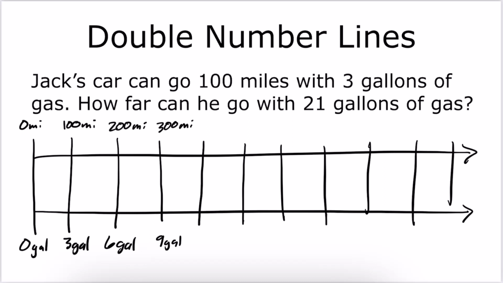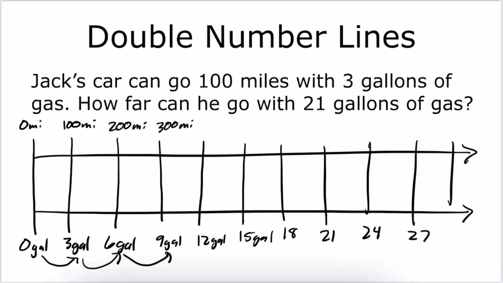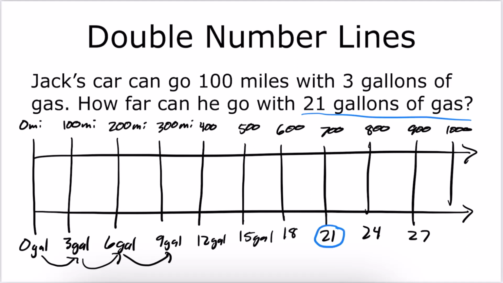So notice that on our bottom number line, we have 0 gallons, skip counts to 3, to 6, to 9, and then we get 12 gallons of gas and 15 gallons of gas and 18 and 21 and 24 and 27 and so on. And then on the top number line, these are scaling by hundreds where you have 400 miles, 500 miles, 600, 700, 800, 900, 1,000, and so forth. And so when the question says, how far can he go with 21 gallons of gas? Well, we just go to the 21 gallons of gas mark, and we can see that he can go 700 miles.